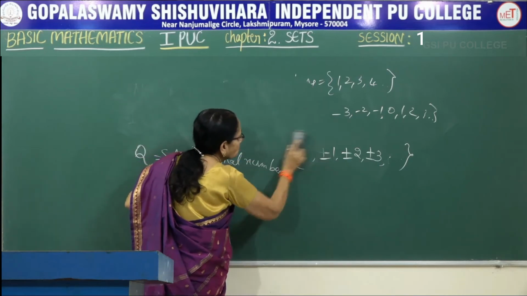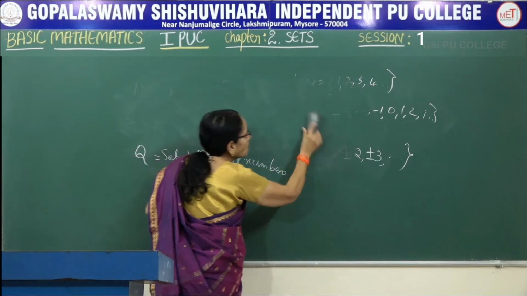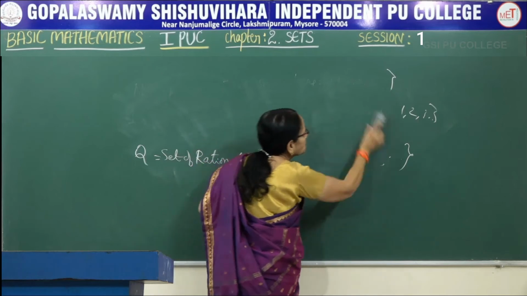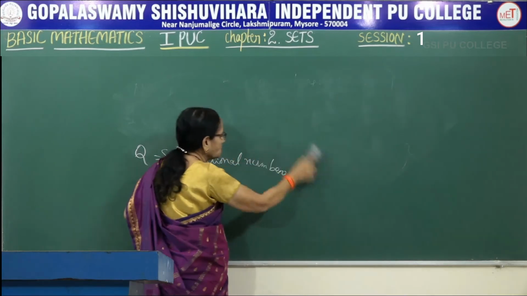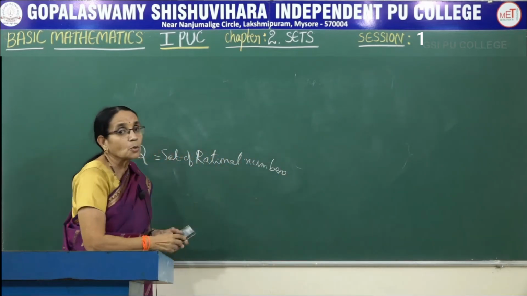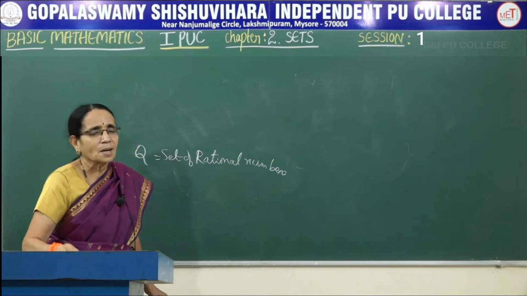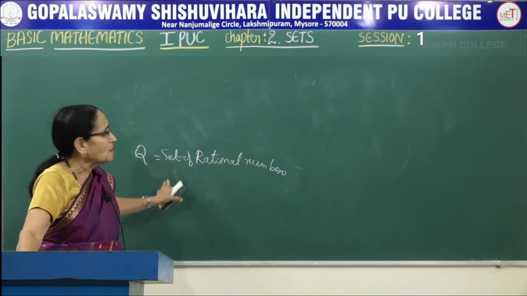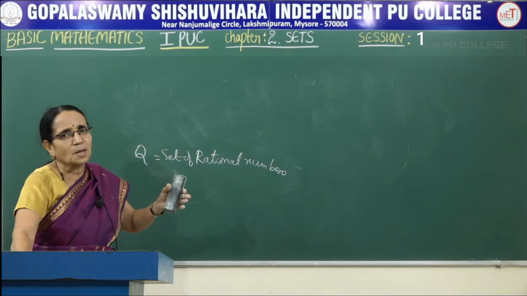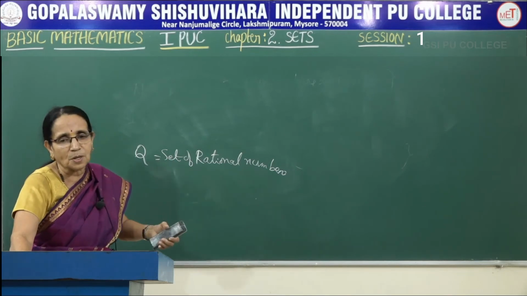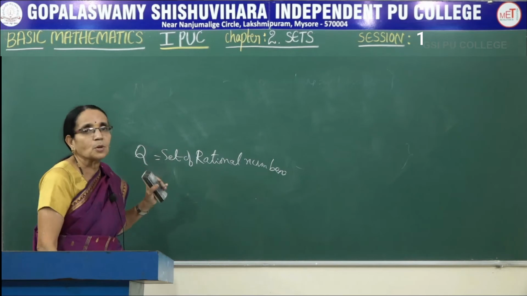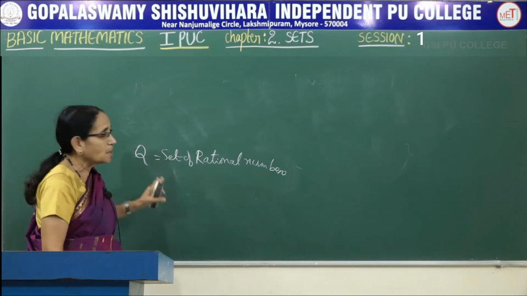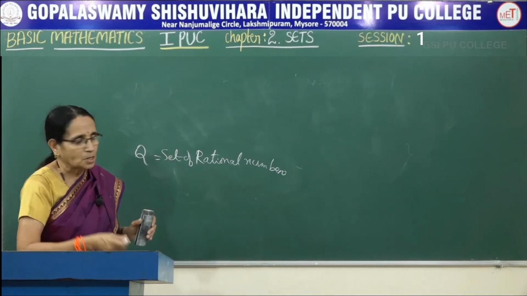So the set Q, that capital letter Q, we use to denote the set of rational numbers. Sometimes we use Q dash to denote the irrational numbers. These are all standard sets. This irrational number notation sometimes varies from book to book or person to person. But wherever we use the letter Q, it denotes only the set of rational numbers.